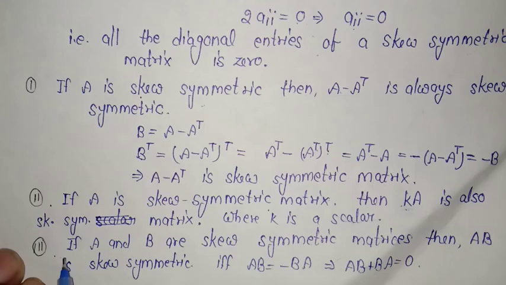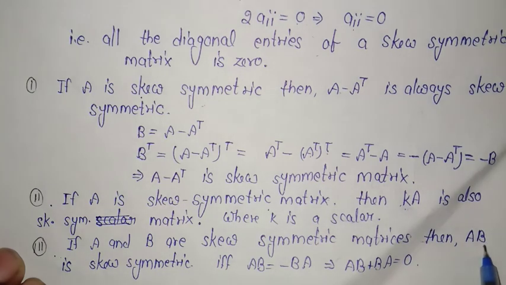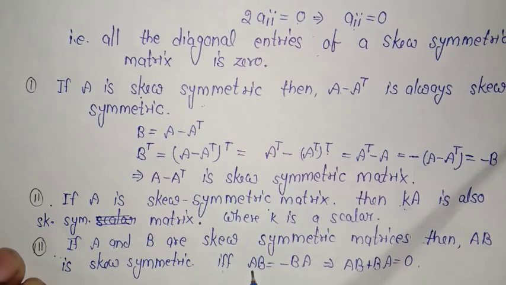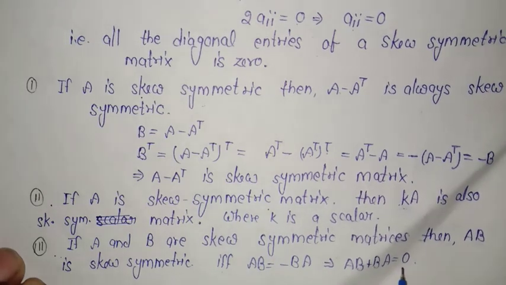Now the next property is, if A and B are skew symmetric matrices, then AB is skew symmetric. This product of the two skew symmetric matrices will be skew symmetric if and only if AB equals minus BA. That is, AB plus BA equals 0.